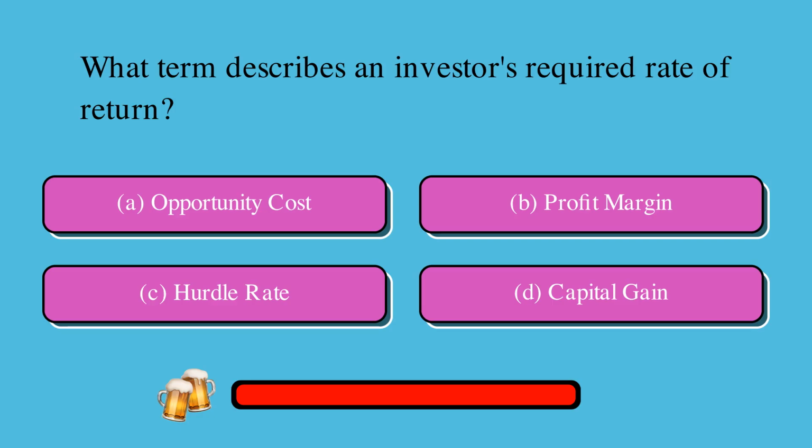What term describes an investor's required rate of return? Is it A, opportunity cost, B, profit margin, C, hurdle rate, or D, capital gain? The correct answer is C, hurdle rate.